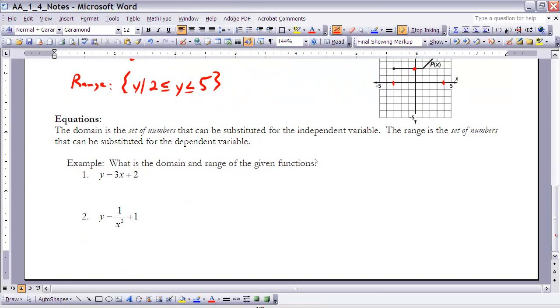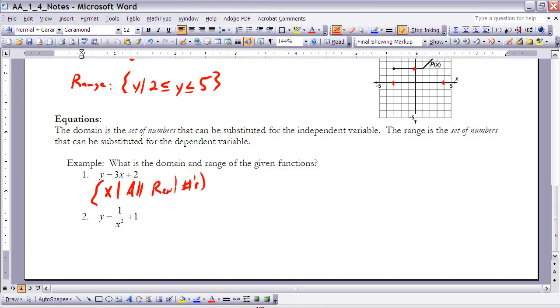Okay, finally we're going to look at equations and how we can look at domain and range from that vantage point. The domain is the set of numbers that can be substituted for the independent variable, and the range is the set of numbers that can be substituted for the dependent variable. So when I look at this equation, y equals 3x plus 2, and I'm looking for the domain, well, it's going to be a set of values x such that x is all real numbers.